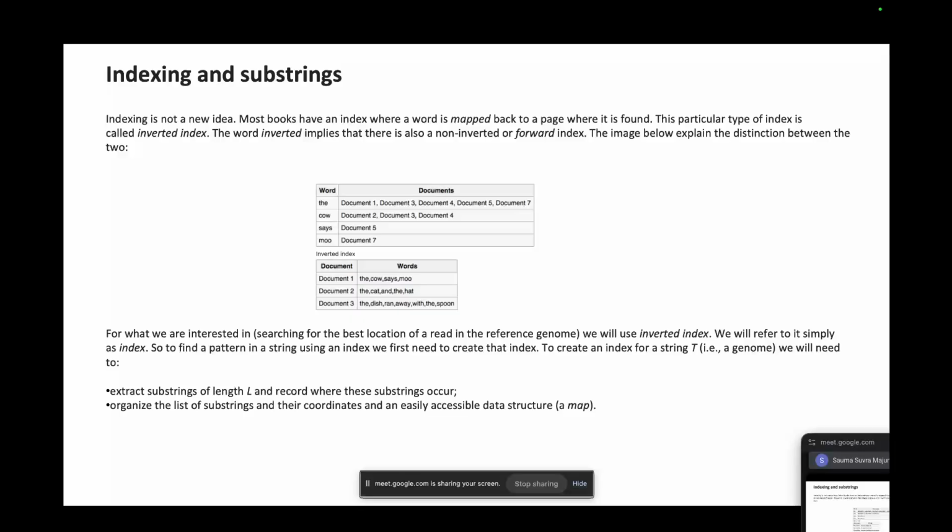Before doing the alignment at all, you index the reference, to know which locations have which kind of reads. So that helps the alignment drastically, right? Okay, so that is indexing.